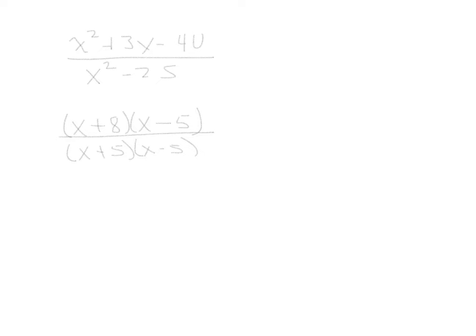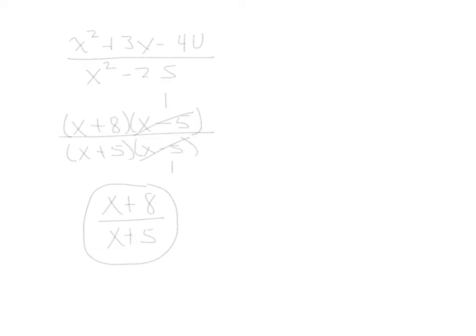Once we now have that factored, we are now ready to simplify. Look at the top and the bottom and see if you find any parenthesis that is exactly the same. If you do, divide those parentheses out. Once we have done that, what is left remains as our answer. So in this first problem, x plus 8 over x plus 5 would be our final answer.